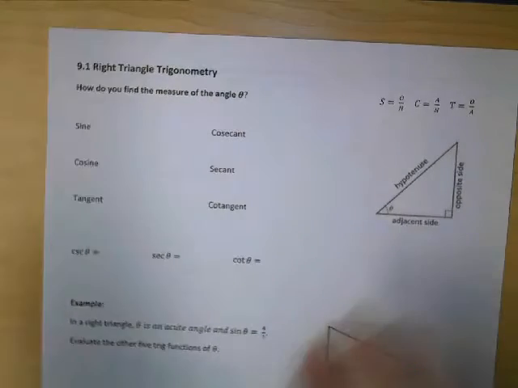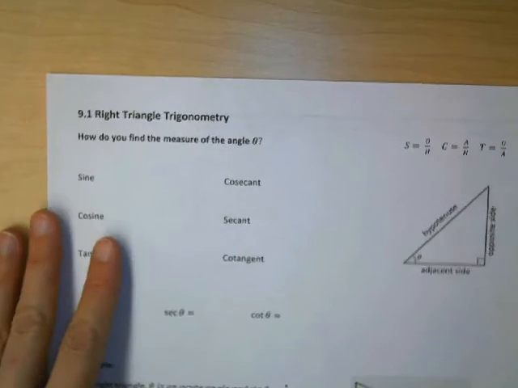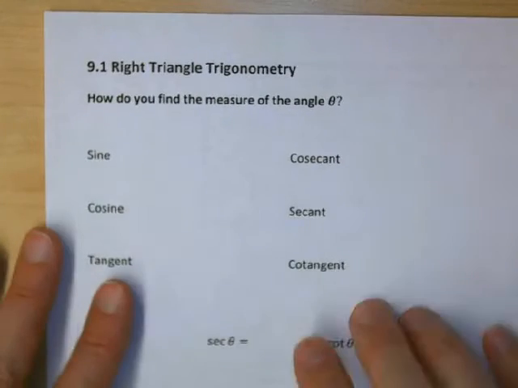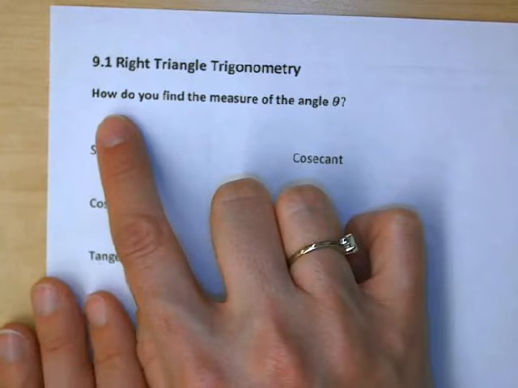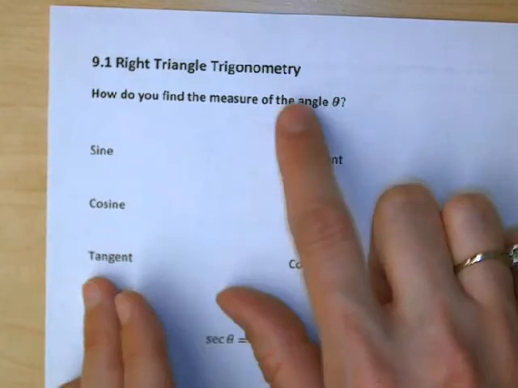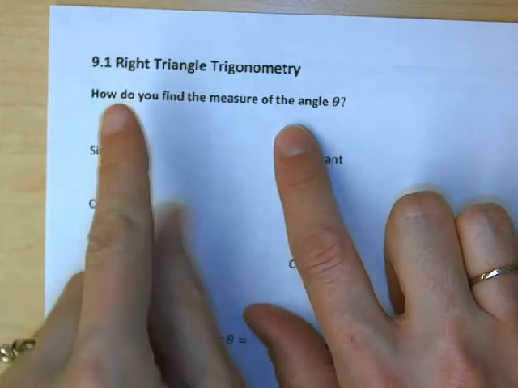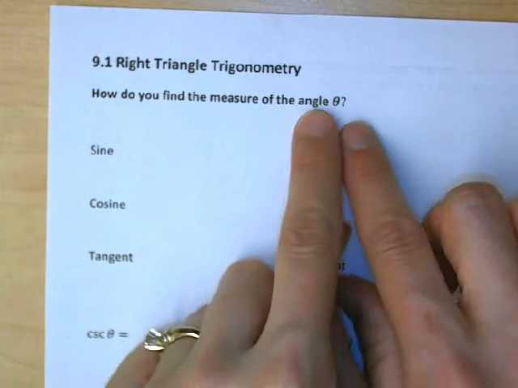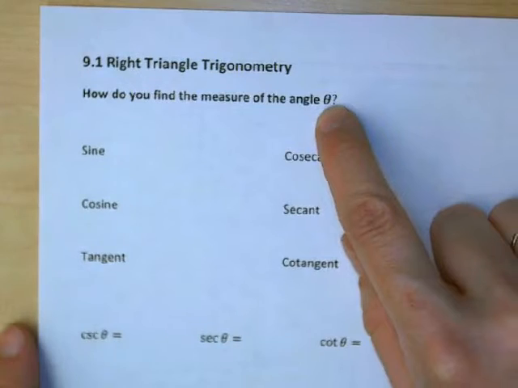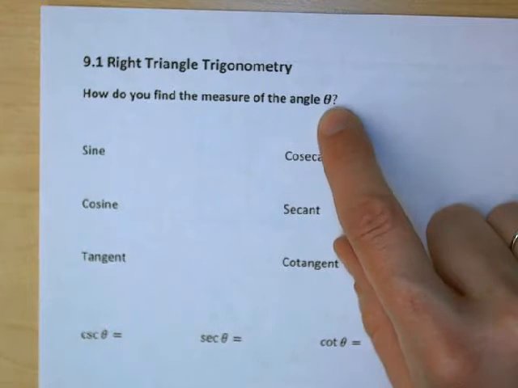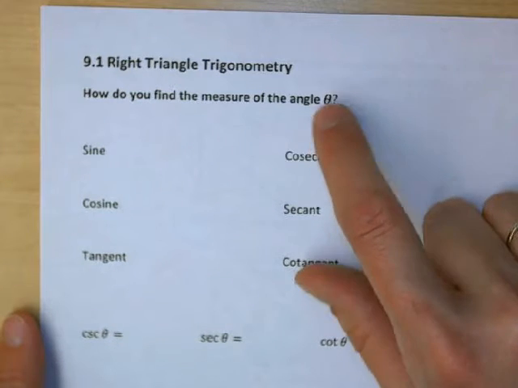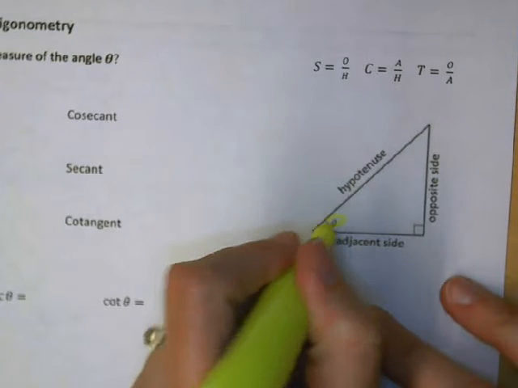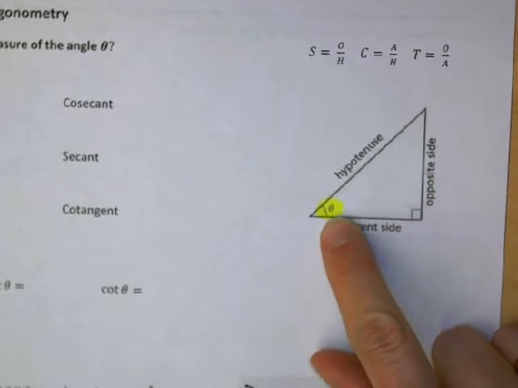Okay, so 9.1, right triangle trigonometry. When you look at these pictures, when you do your assignment, you need to look for the angle that they've marked. It says, like, how do you find the measure of the angle? And then it has this symbol, that's called theta. It's just a symbol, like instead of angle x, it says angle theta. It's a symbol for the angle they're talking about. So if you look at the picture over here, they're going to be talking about this angle in the corner, this theta.